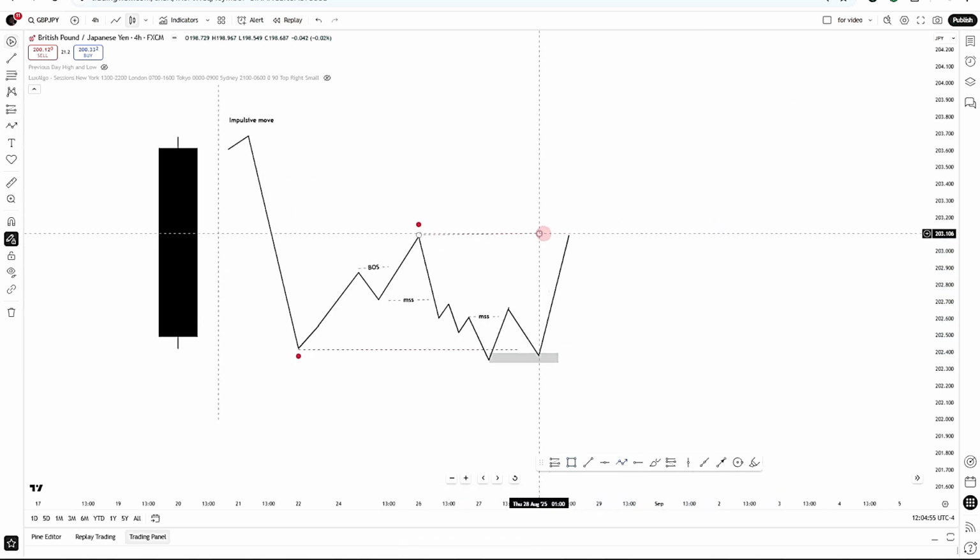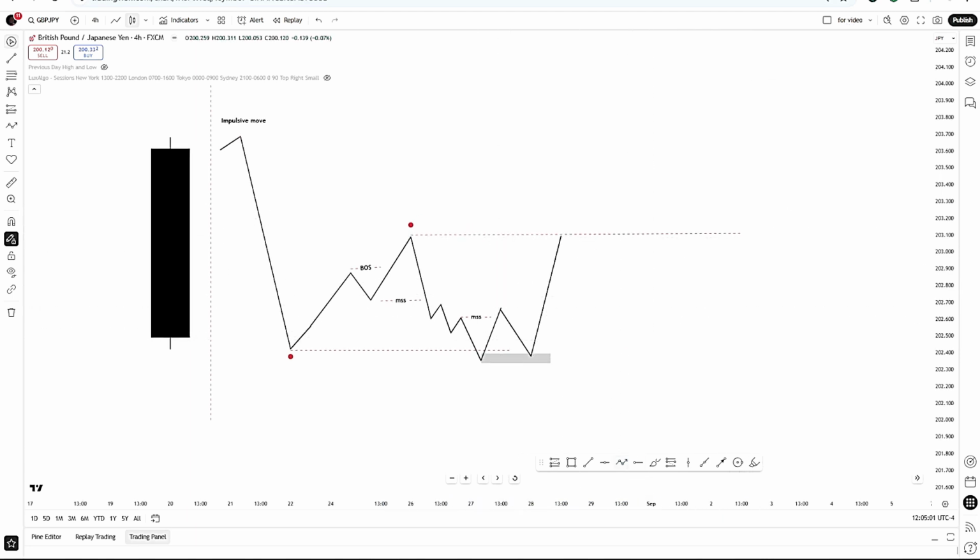So the same thing applies if price takes out this high. Let's assume price moves down. I'm representing this here, just pardon me. So let's assume price moves down after this break of structure and then moves up and takes out this high.